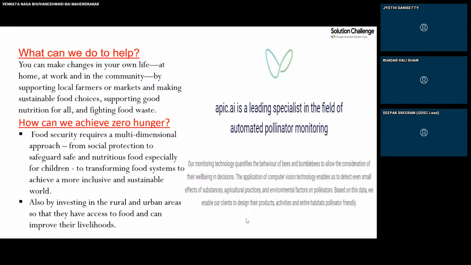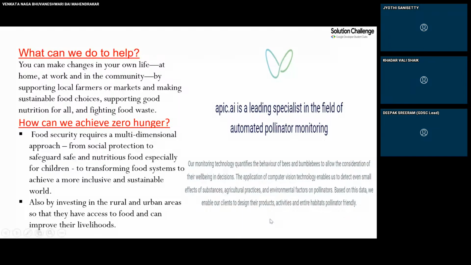We can even support local farmers by showing them how to plan and how to sell their crops, everything regarding that, or support markets, or make sustainable food choices, support good nutrition for all, and make people know what is healthy food and what is unhealthy, and how they can access safe food in nearby society.